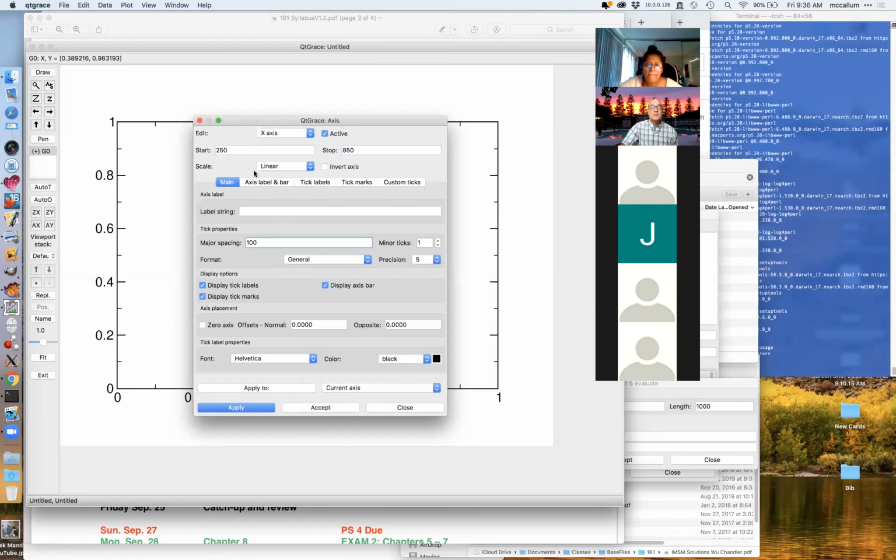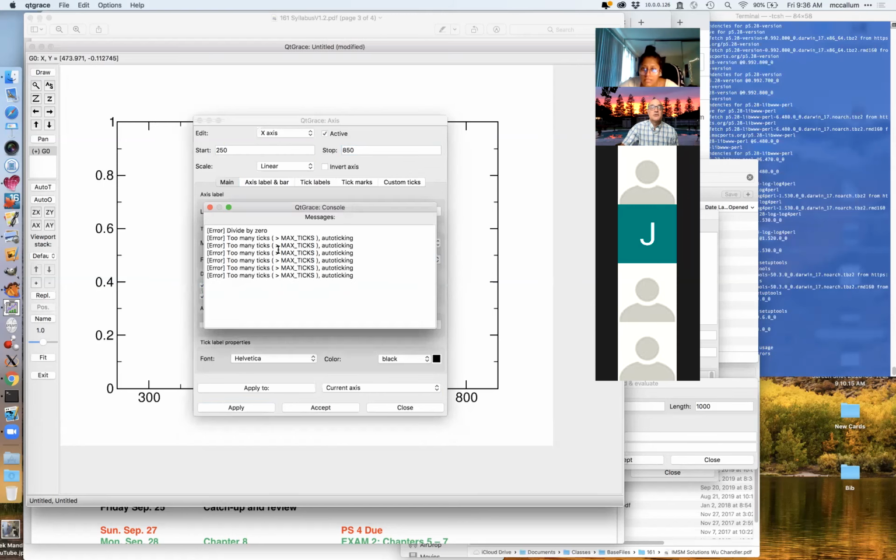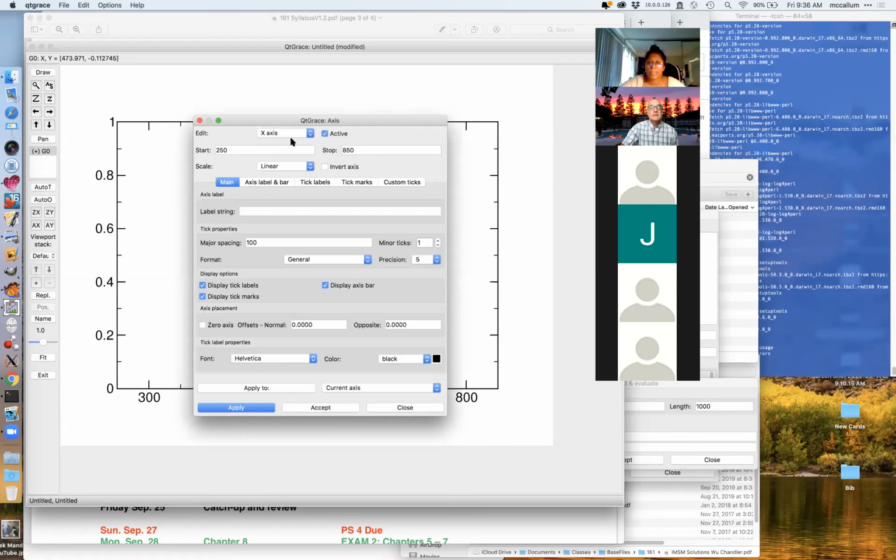Tick spacing, it's important to do the start and the stop and the tick spacing so you don't get the annoying message that there's too many ticks. Well, this is doing this because these are old messages, basically, because like I said, I did this before.